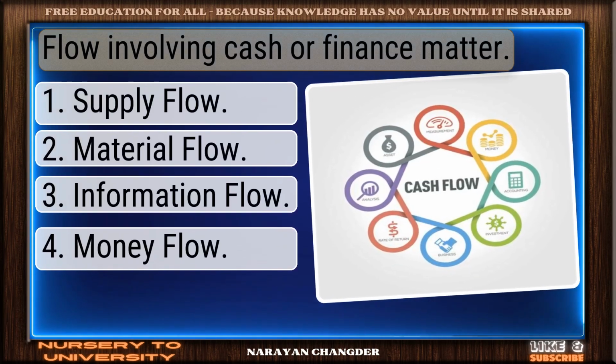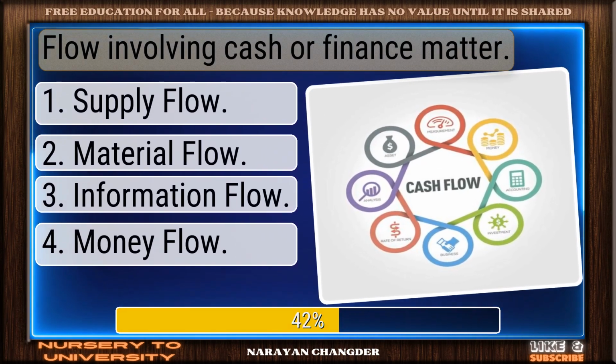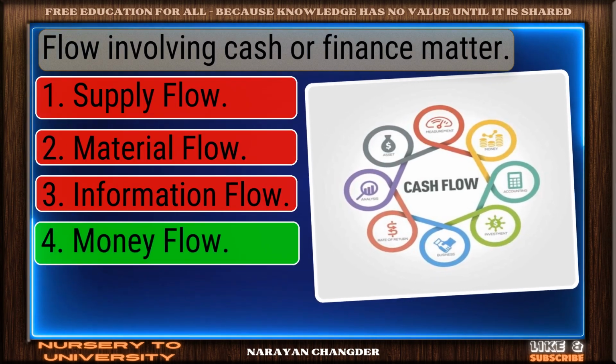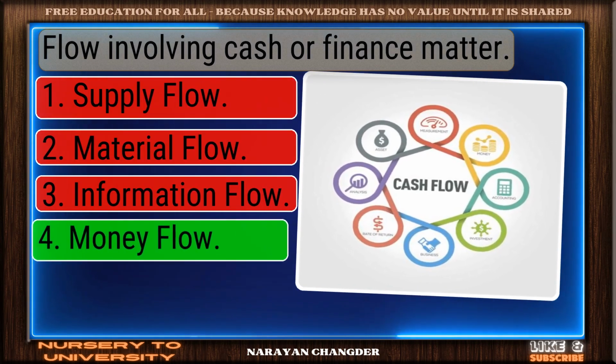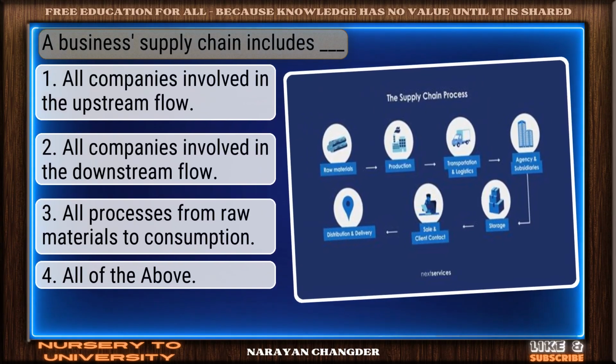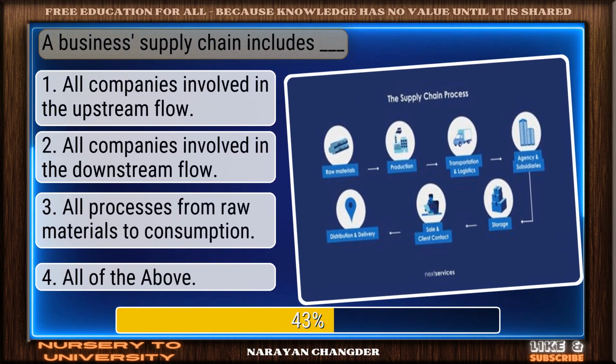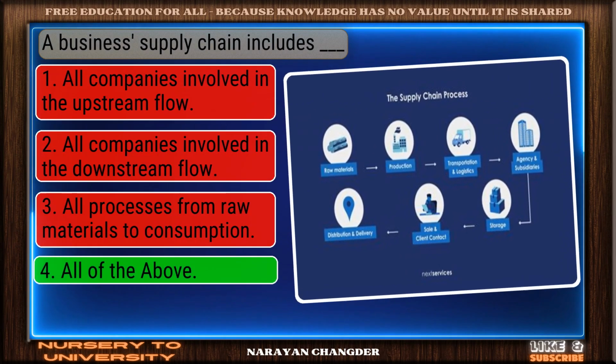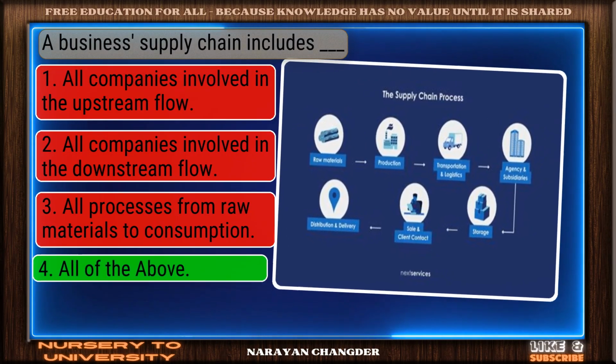Flow involving cash or finance matter. Solid response. Money flow is a valid choice. A business supply chain includes dash. Valid point. All of the above is true.